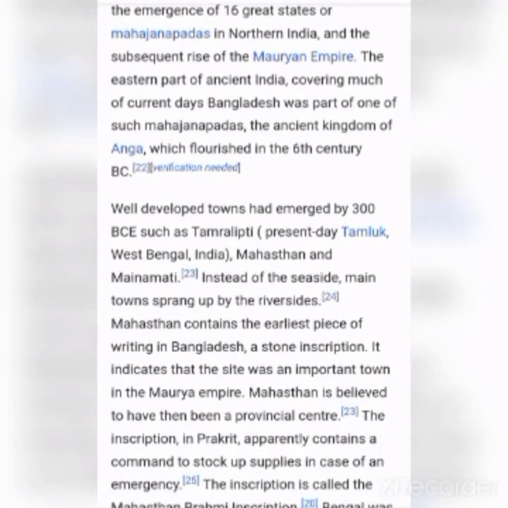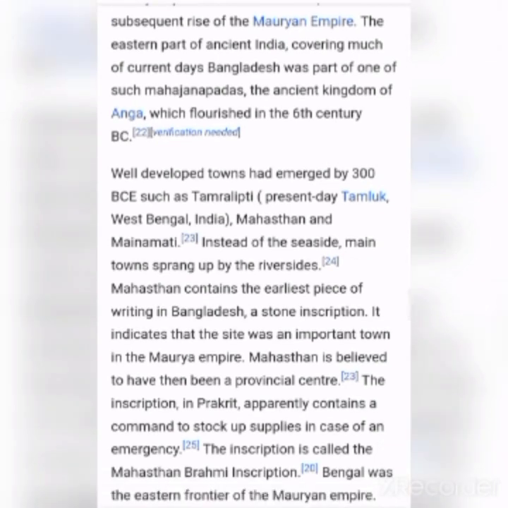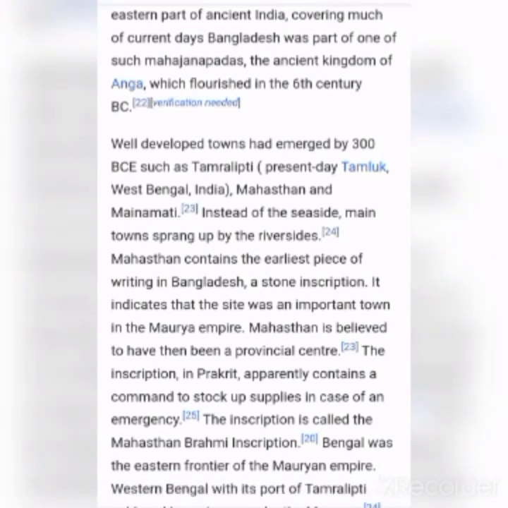Well-developed towns had emerged by 300 BCE, such as Tamralipti, Mahasthan and Moinamati. Instead of the seaside, main towns sprang up by the riversides.